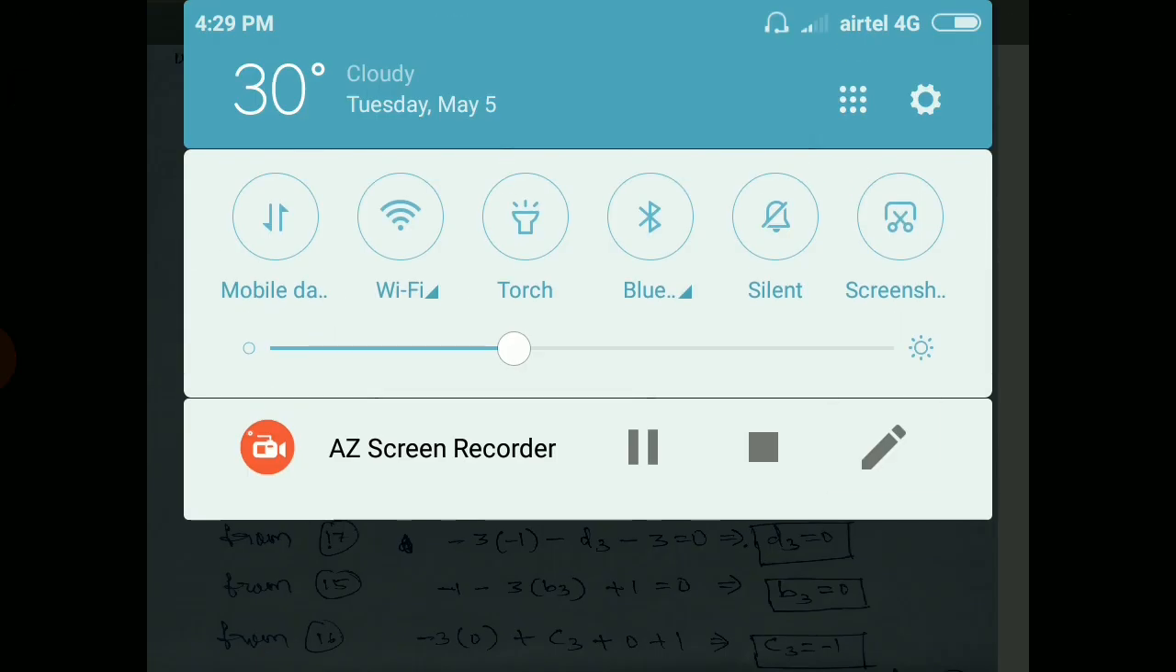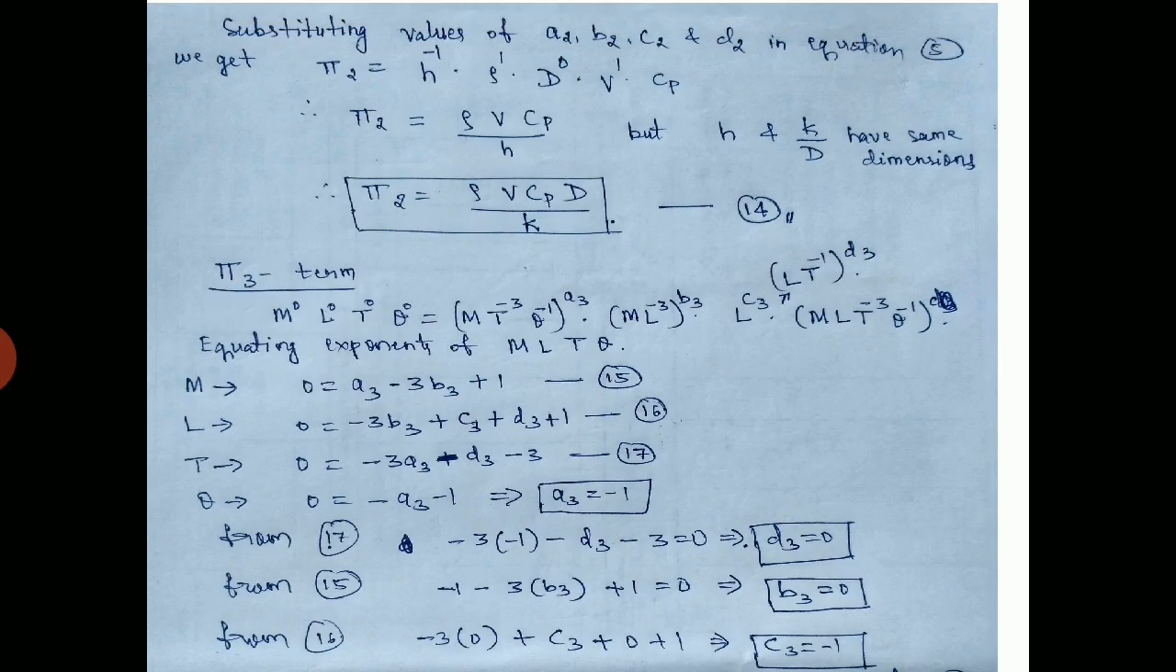And similarly repeating the same procedure for pi 3 term, we get the values of A3, B3, C3, D3. Then on substitution we get the pi 3 term, K by HD. Okay, now as I discussed earlier, depending on the problem we can rearrange pi terms. So it is rearranged and written here.